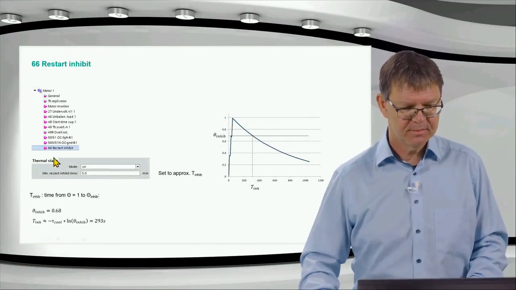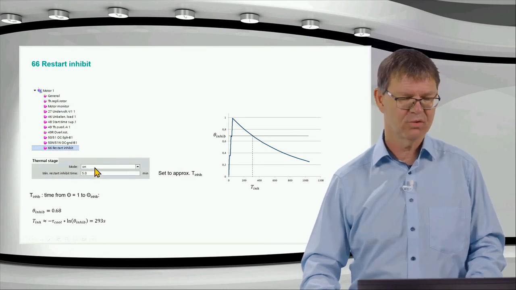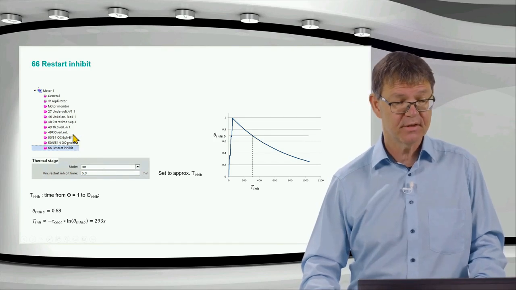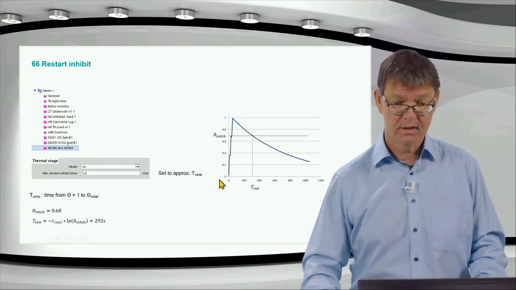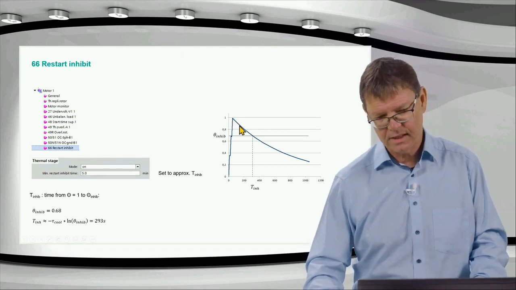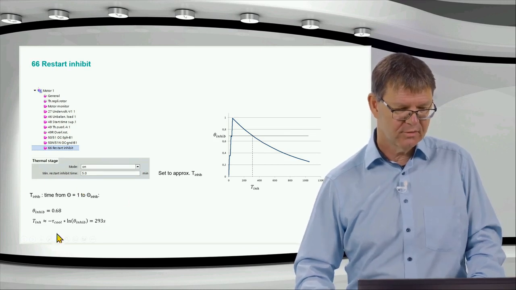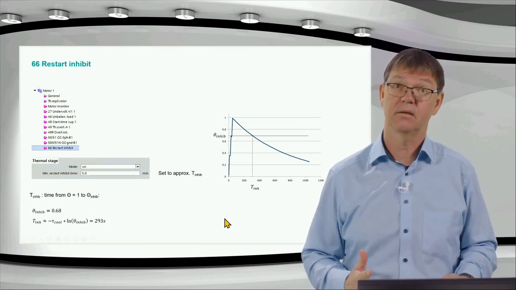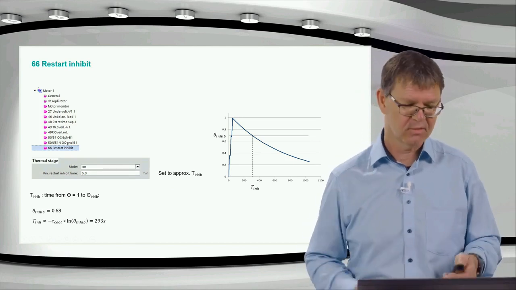Yeah, restart inhibit. There's not much to set. You can set the mode on and you can set the minimum restart inhibit time, because this function takes everything from the thermal replica of the rotor. Yeah, and here I made one example. So I have three starts in a row and I come exactly here to one, and then I let the motor cool down. And yeah, here's a formula how to calculate the time from here going down to there. And this could be an orientation for the setting at the end. Or you say, okay, I trust the model and I make this a short time, a couple of minutes only.